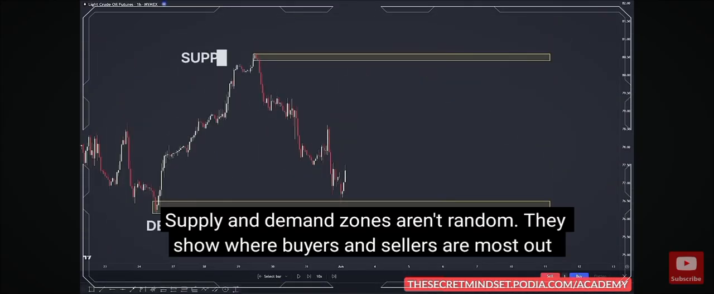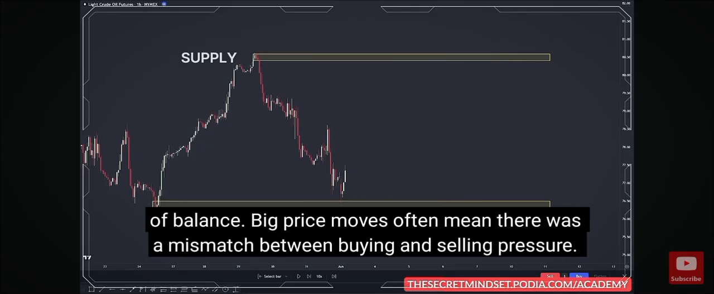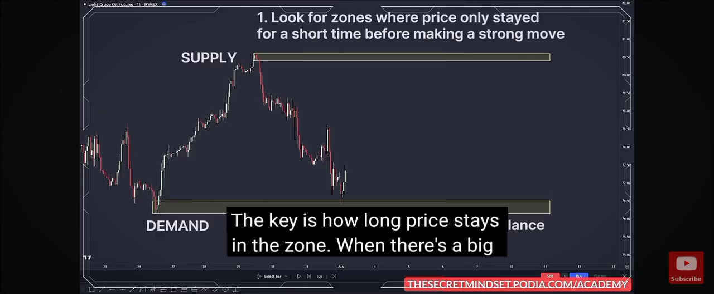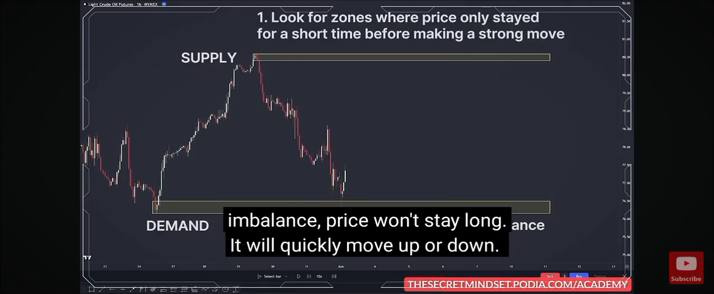Supply and demand zones aren't random. They show where buyers and sellers are most out of balance. Big price moves often mean there was a mismatch between buying and selling pressure. The key is how long price stays in the zone. When there's a big imbalance, price won't stay long. It will quickly move up or down.